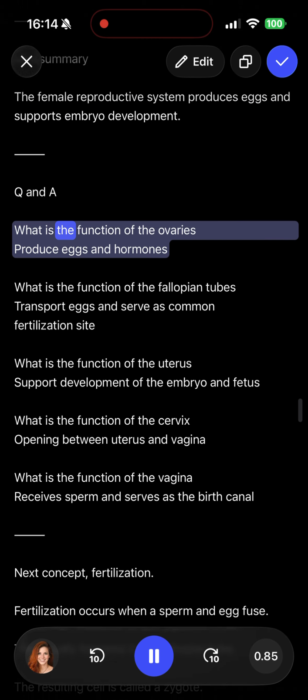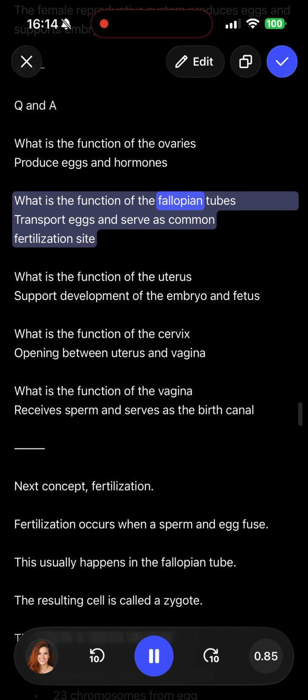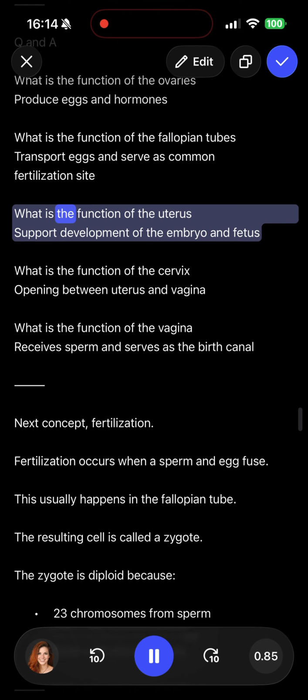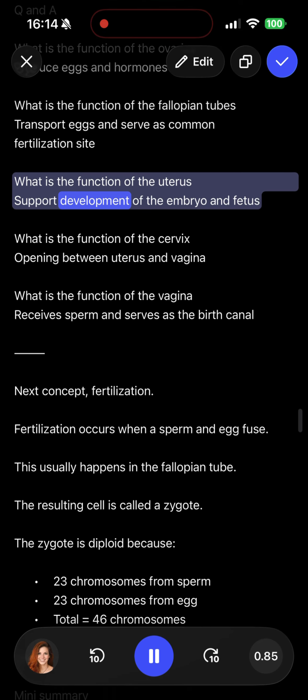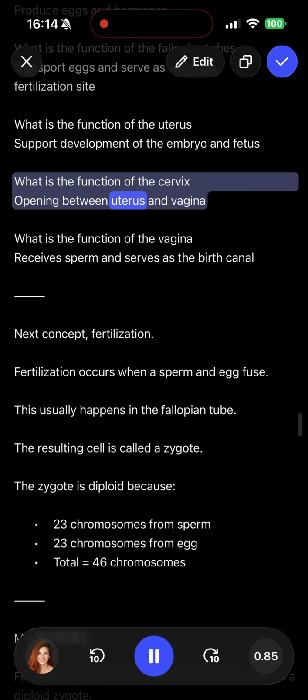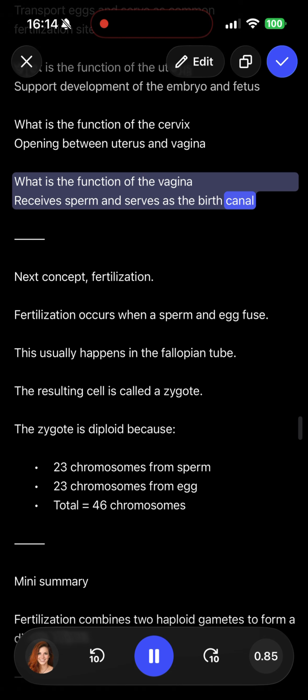Q&A. What is the function of the ovaries? Produce eggs and hormones. What is the function of the fallopian tubes? Transport eggs and serve as a common fertilization site. What is the function of the uterus? Support development of the embryo and fetus. What is the function of the cervix? Opening between the uterus and vagina. What is the function of the vagina? Receives sperm and serves as the birth canal.